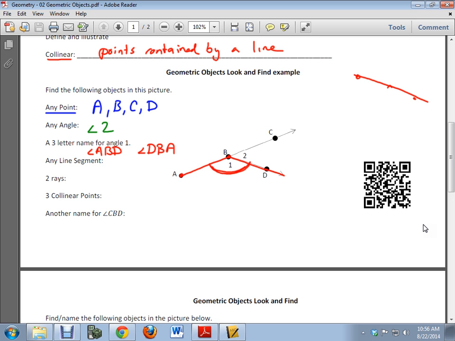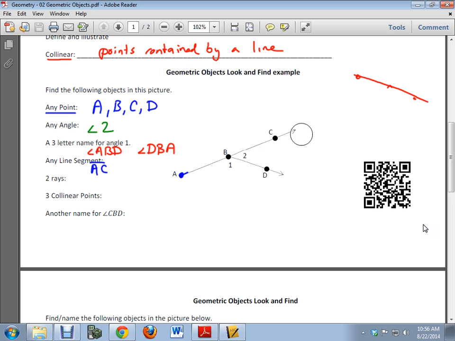Any line segment. There are lots of line segments in this picture. It does not matter which one you pick. I'm going to go ahead and select this guy from A to C. Line segment AC. But you could have gone with AB or BD or BC. There's lots of line segments, and it does not matter which order you put them in.